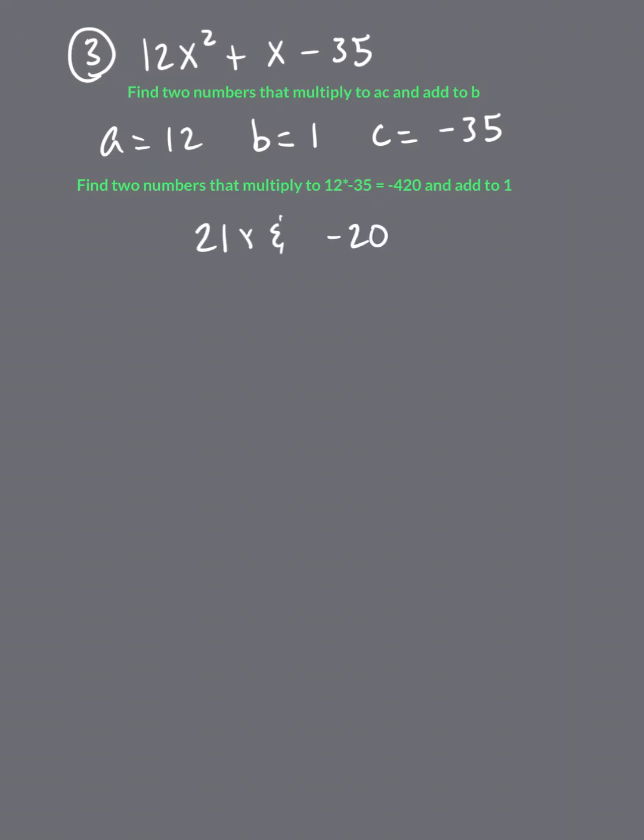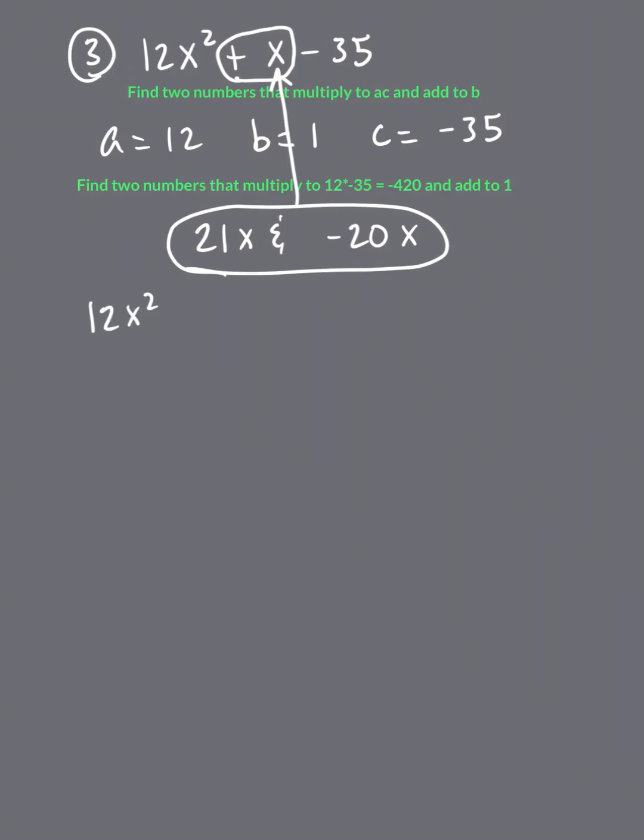We will put x's on both of these numbers, and we will make that substitution for that middle term, so that we can factor by grouping. So we'll have 12x squared plus 21x minus 20x minus 35. Now the order of these two actually really doesn't matter. If you would have said negative 20 and 21, and you would put negative 20 here and 21 here, it doesn't matter. You're still going to get the exact same answer at the end.